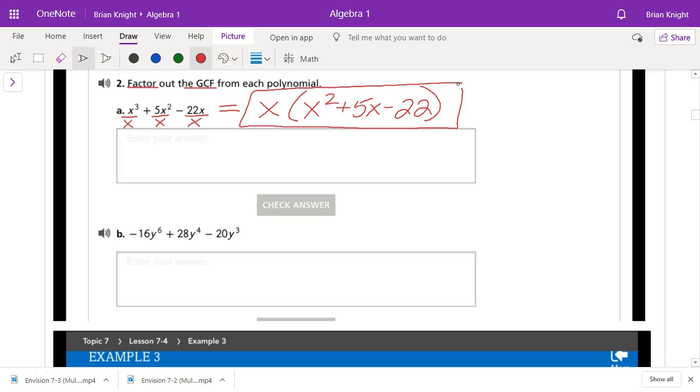What is that the reverse of, that we did today? The distributive property, exactly. Okay? If you were to distribute this back out, your answer would be your question. So basically, all factoring is undoing multiplication. Okay? And how do you undo multiplication? You divide. Okay? So that's basically all you're doing here.